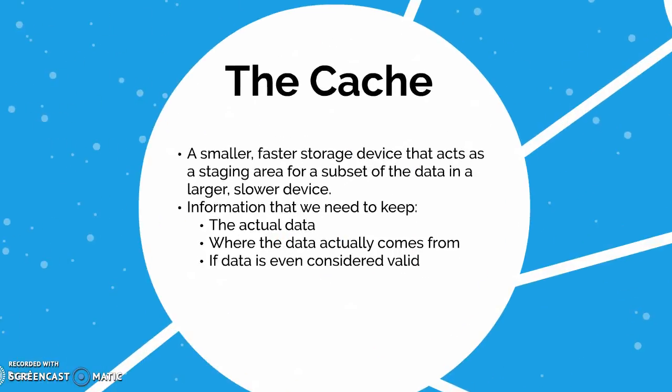Now we're going to talk about the cache. The cache, as I mentioned before, is a small and fast storage device that acts as a staging area for a subset of the data in the larger and slower device. The information that we need to keep is the actual data, the location of the actual data, and whether the data is considered valid or not valid.